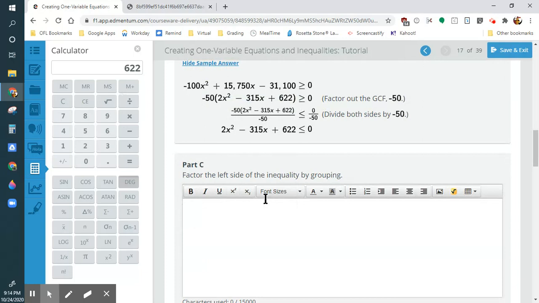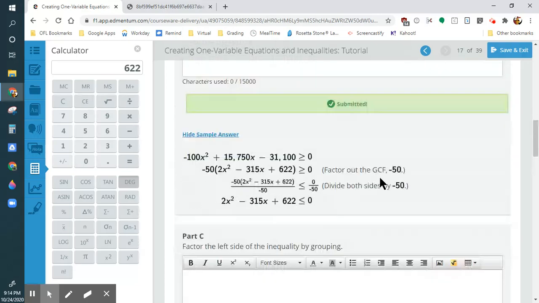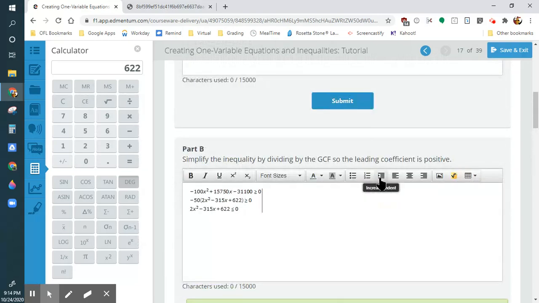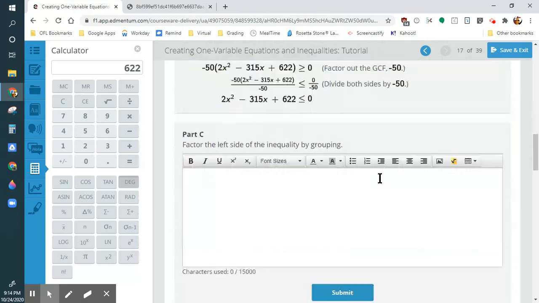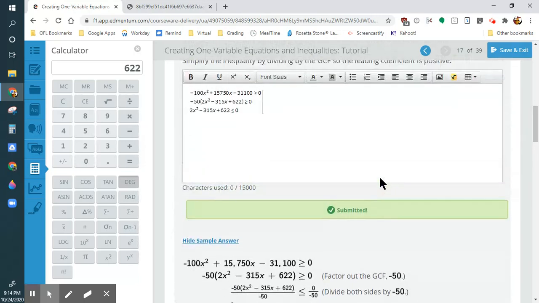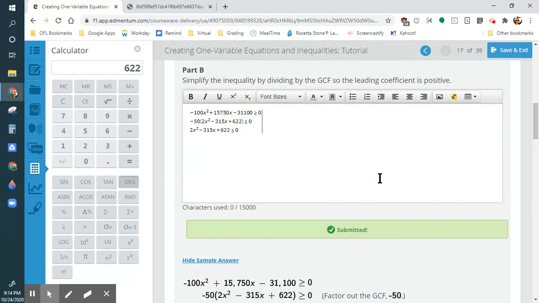All right. Factor the left side of the inequality by grouping. They want you to factor by grouping. I honestly think that is a terrible idea. It requires a really big understanding of how to do this, but I guess that's the best way to do it.